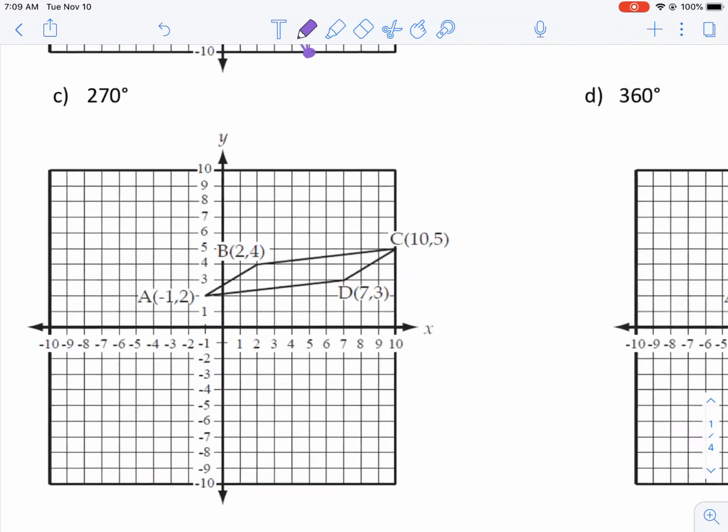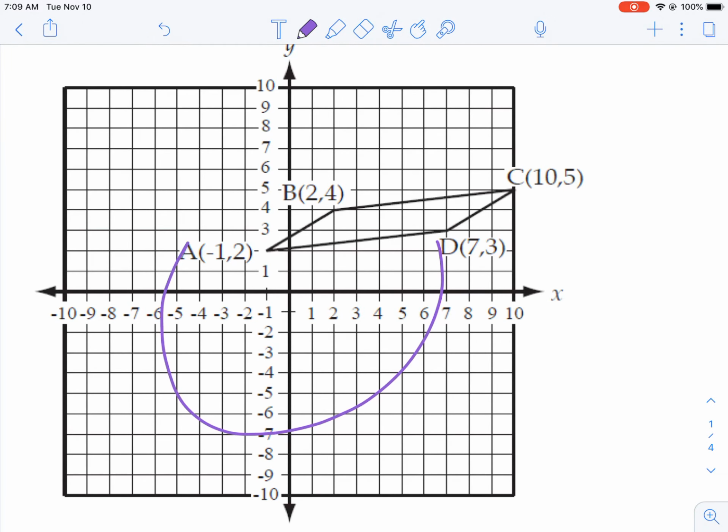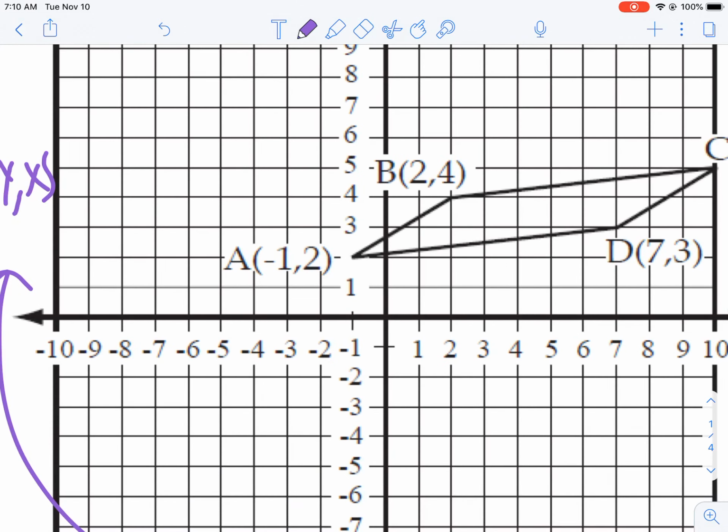270 is the same thing. We're moving 3 quadrants, 1, 2, 3. Now, it's also the same as moving 1 quadrant counterclockwise. So if you want to think of it that way, you can. But basically just know that we are going to be ending up in this quadrant. And since we're moving 3, that means it's switching back to YX here. So we're going to have all of our points with the opposite thing.